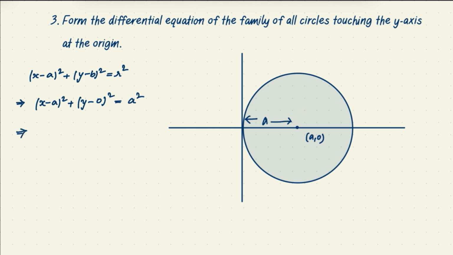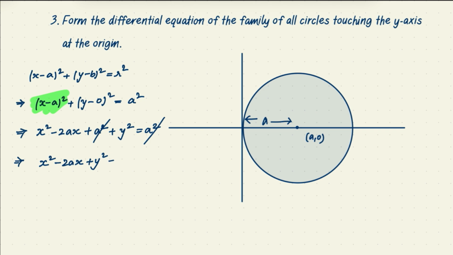Hence the equation will be, opening this using (a - b) whole square, we will have x^2 - 2ax + a^2 + (y - 0)^2, which is y^2, equals a^2. So here a^2 and a^2 got cancelled. So we will be left with x^2 - 2ax + y^2 = 0. So this is the equation of the circle which touches the y-axis.